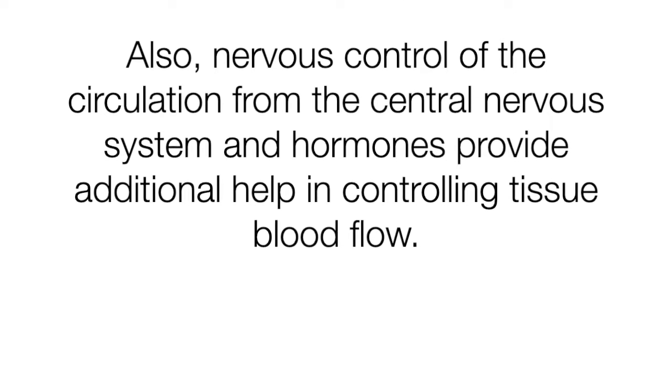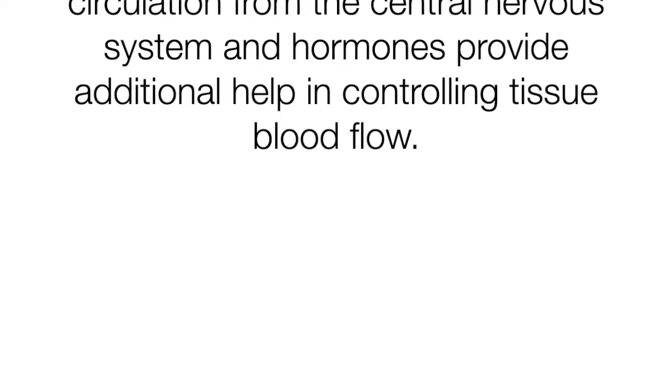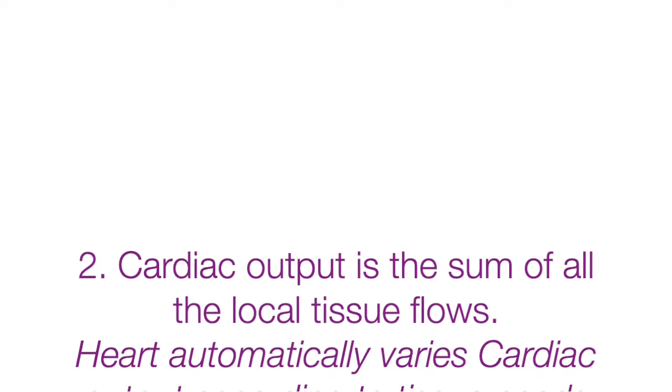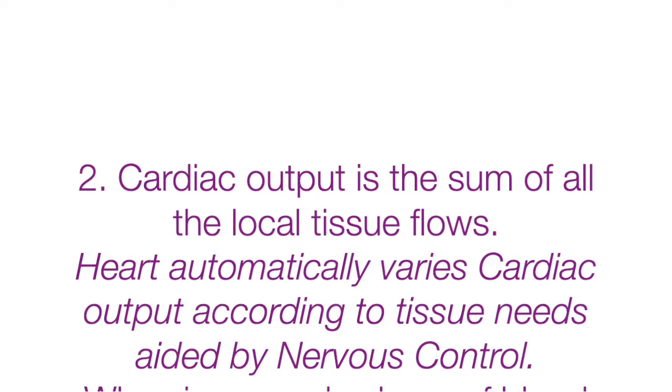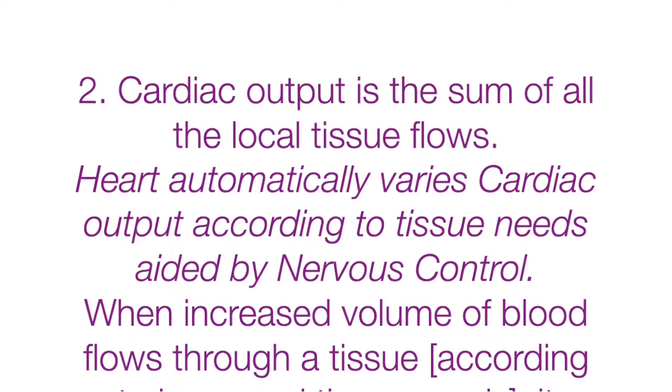Also, nervous control of the circulation from the central nervous system and hormones provide additional help in controlling tissue blood flow. 2. Cardiac output is the sum of all the local tissue flows. The heart automatically varies cardiac output according to tissue needs, aided by nervous control.